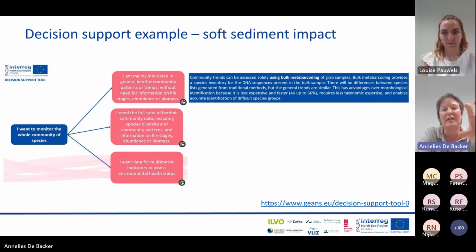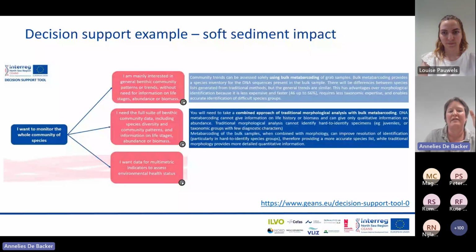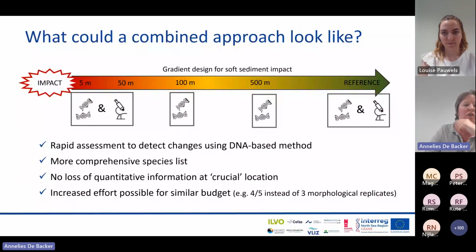Of course, what I'm showing here is the recommendation. This recommendation is built on the data. It's backed up by data of our pilot studies. And in the tool, you will find links to the pilot reports, to the protocols that we have been using. So it's all nicely integrated there for you to use. If you would say, okay, I'm really also interested in diversity in life stages, in abundance and biomass, then we say, okay, please use a combined approach, combine traditional morphology with bulk metabarcoding.